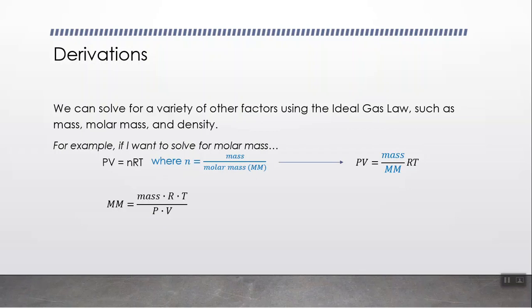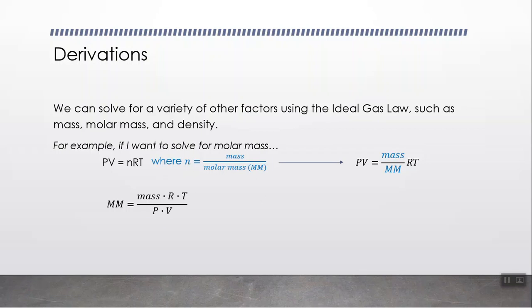Now, we can change it around to solve for molar mass. Okay, so we can just bring molar mass out from the denominator, right? And you multiply, you divide, and you can rewrite it so that molar mass is equal to mass times R times T divided by P times V.